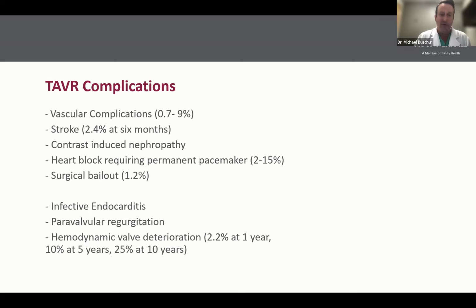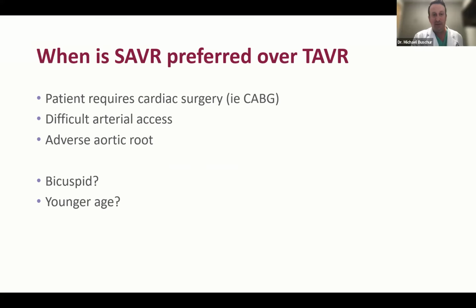But again, that's why we do all the testing beforehand, so we have a plan in place in case the valves do fail. All right, next slide, please.